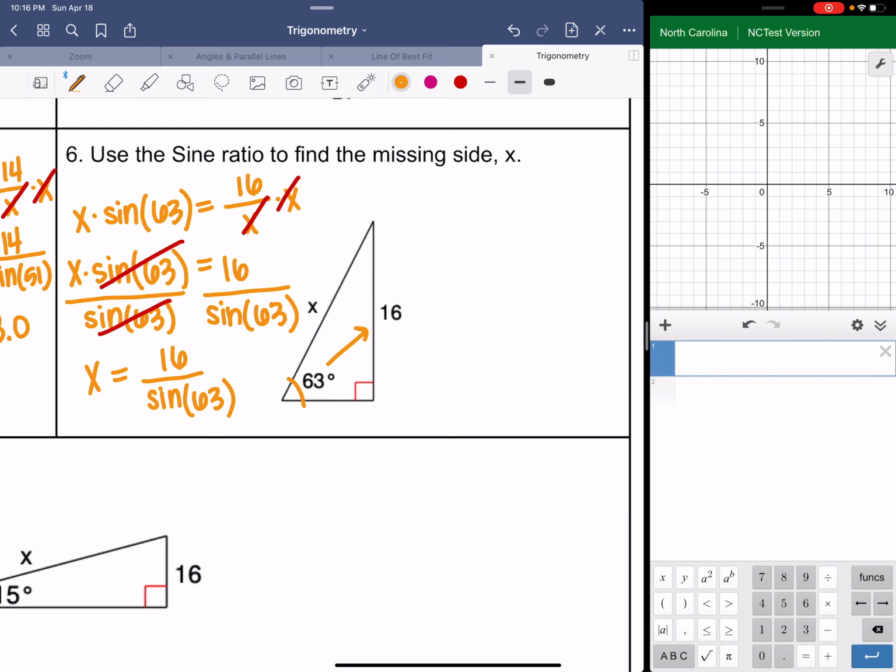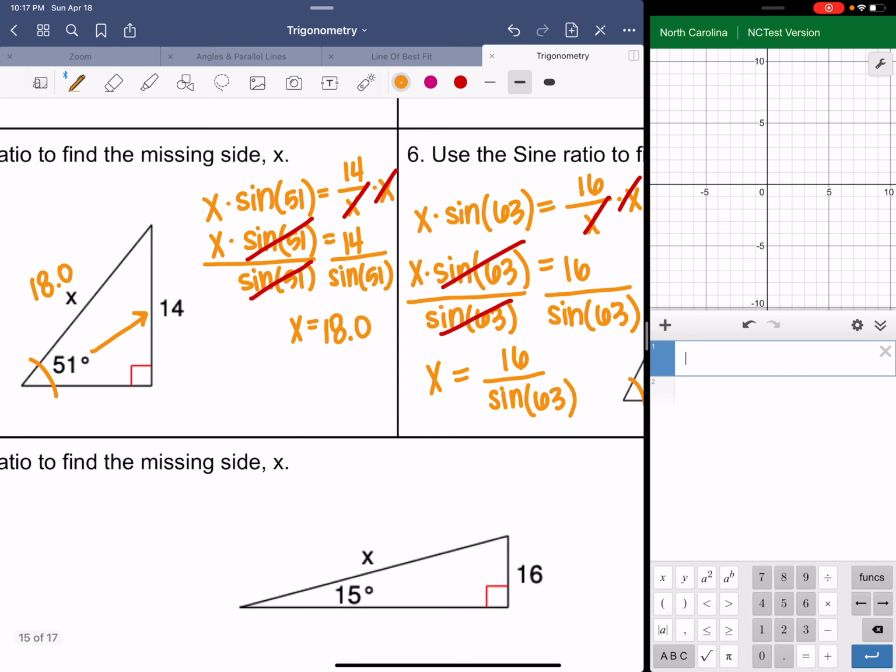And we're going to evaluate that. That gives us 17.95. Okay, so we have x is 17.95. We're rounding to the nearest tenth, so that 5 would bump the 9 up to a 10, which would then bump 17 up to 18.0. Okay, so again, that hypotenuse is longer. 18 is longer than 16, so that leaves us in a good spot.